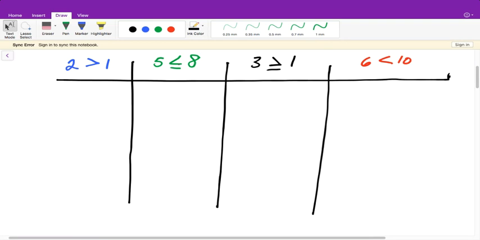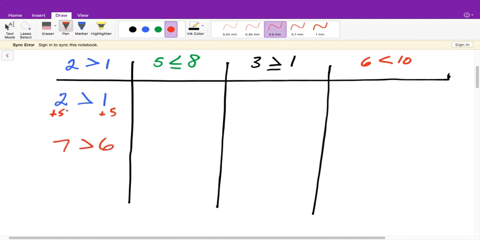I'm going to go through one of the main things you have to be aware of every time you're solving a linear inequality. I'm giving you 4 statements, and all of these are true. 2 is greater than 1, 5 is less than or equal to 8, 3 is greater than or equal to 1, and 6 is less than 10. Let's take 2 is greater than 1. What if I say let's add 5 to both sides? Plus 5, plus 5. 7 is still greater than 6.